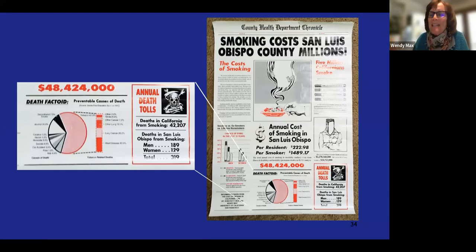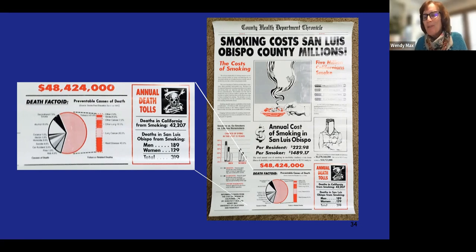What I don't know is what they did with these posters. I don't know if they put them around in store windows or just whatever, but I love this poster. You can tell from the picture that I took of it recently that it's getting kind of tattered, because I carry it around with me whenever I give a talk on this topic.